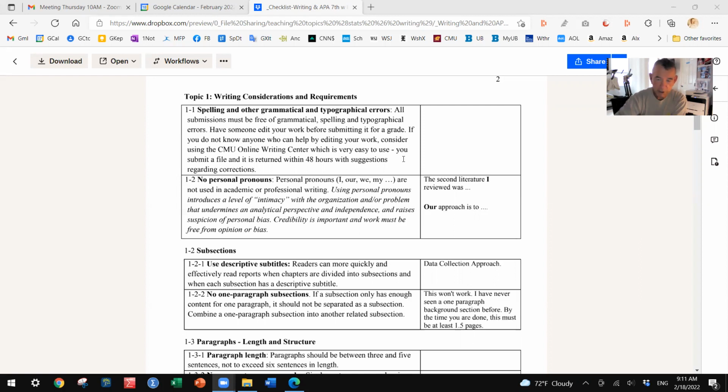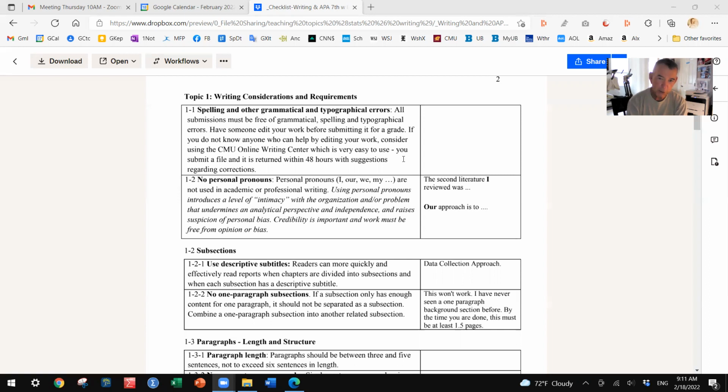These are general guidelines. Number 1-1, spelling and other grammatical and typographical errors. When you think about writing and you present a written product to someone else, it's a reflection of yourself. It really says, here's a written product that I produced, and it shows what I am. Just like how you dress at work, are you professional looking in your appearance, or less so? Do you wear sandals to work or whatever? And writing is the same way.